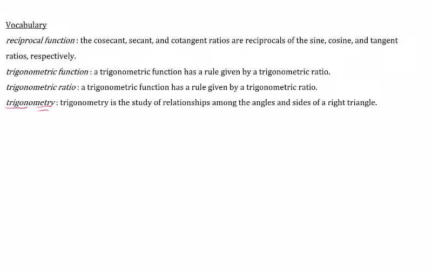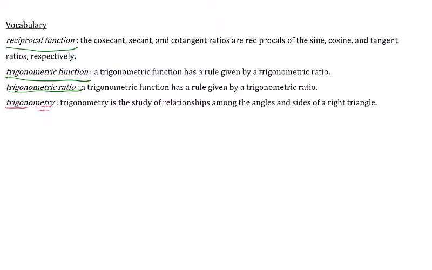So trigonometric ratios. There are basically six basic trig ratios: sine, cosine, tangent, and then the reciprocal functions, which are the reciprocals of those particular ones, which are secant, cosecant, and cotangent. And then basically a trigonometric function is just a function that has a trigonometric ratio in it.